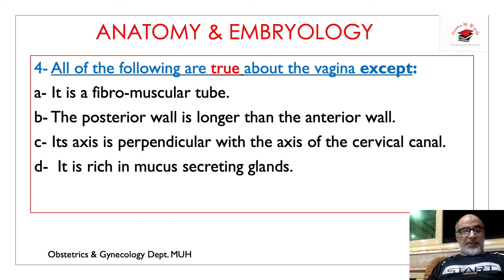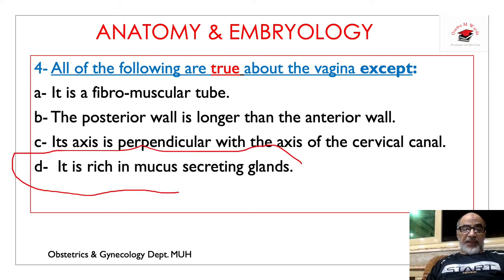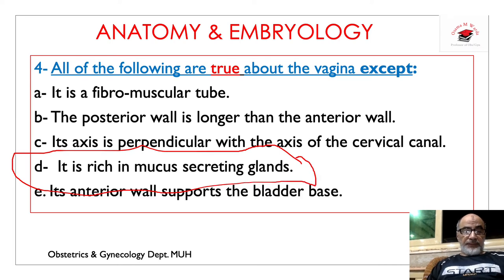It is rich in mucus secreting gland. No. The vagina is devoid of mucus cervical gland, and so the vaginal discharge is from the cervix and vulval glands and from transudation, because the vagina is devoid of mucus secreting glands. The anterior wall supports the bladder, yes. So the incorrect or the false statement is D.